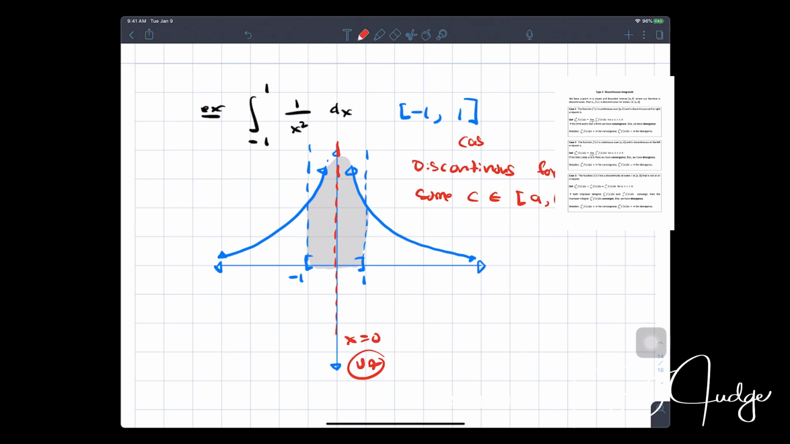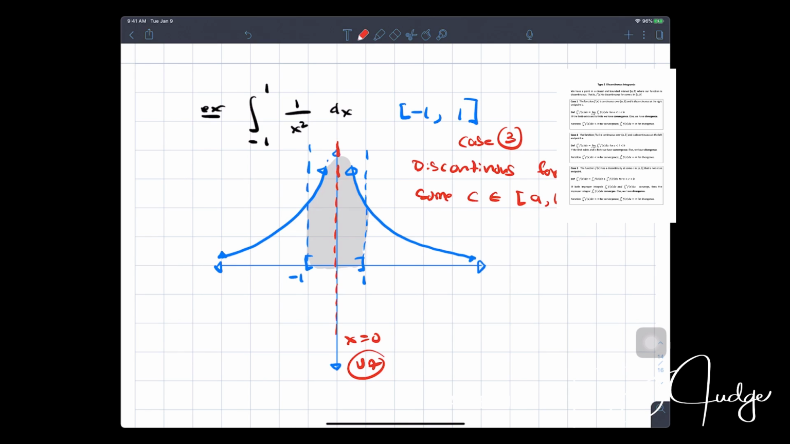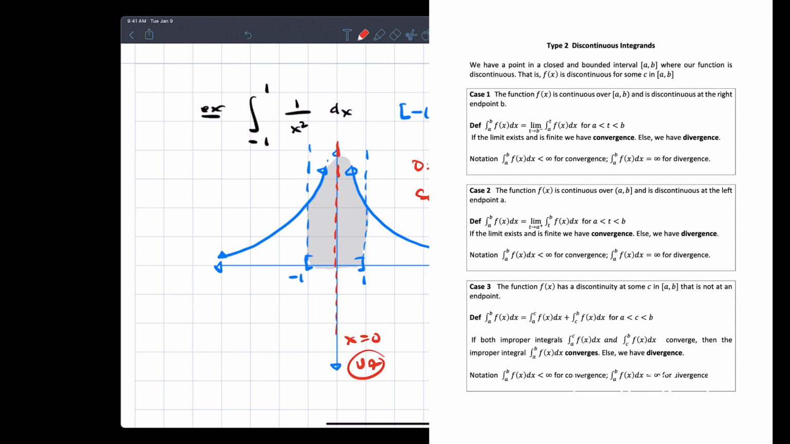This is why this is case number 3 here. So if I go back here and say case 3, the function has a discontinuity for some c in the interval that is not at an endpoint. And 0 is not at +1. 0 is not at -1. 0 is actually right in the middle of the interval. Okay, sorry, I'm adjusting some things here.